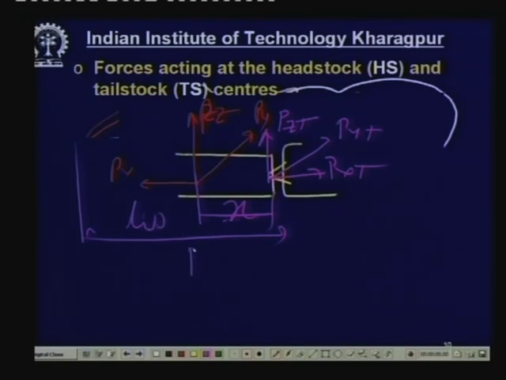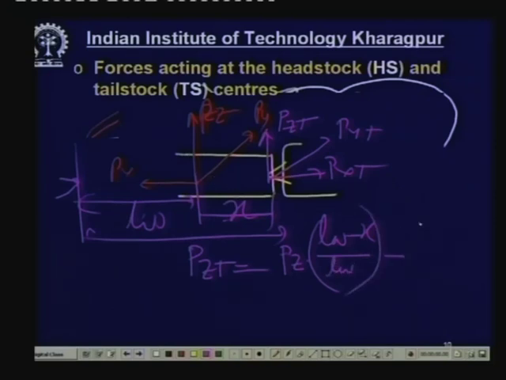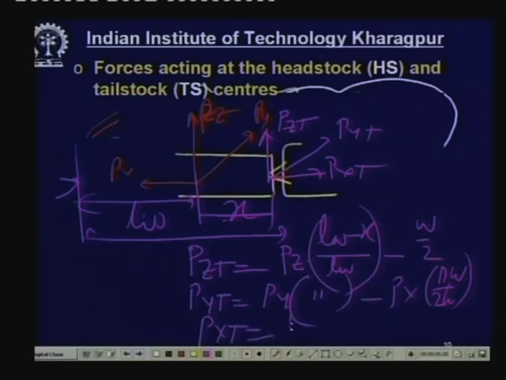Exactly in the same way, here PZT will be equal to, you take the moment about the headstock center. So, PZ into this distance, LW minus x, divided by LW. Again, minus half of the weight, W by 2. Similarly, PYT will be equal to PY with the same factor, minus PX into d by 2 over LW. But PXT will be equal to K minus PX, because PX is acting in this direction. So, friend, this is how these forces at the centers can be determined.